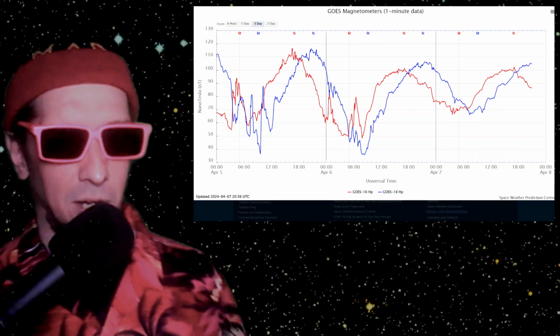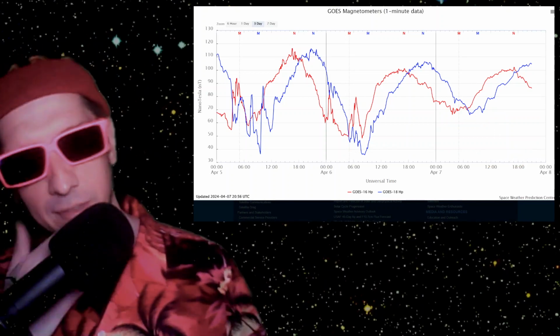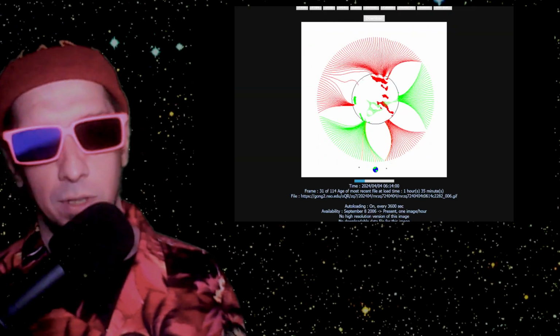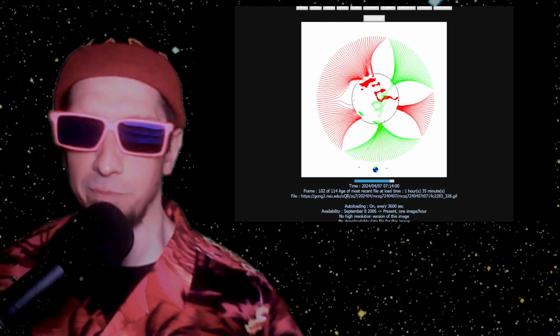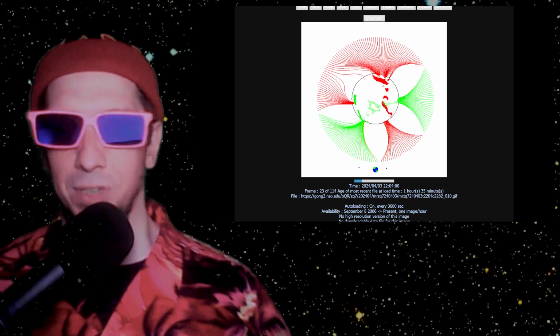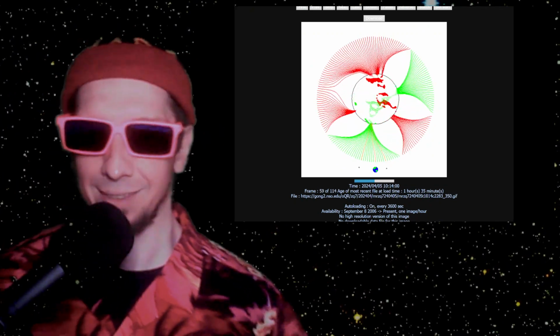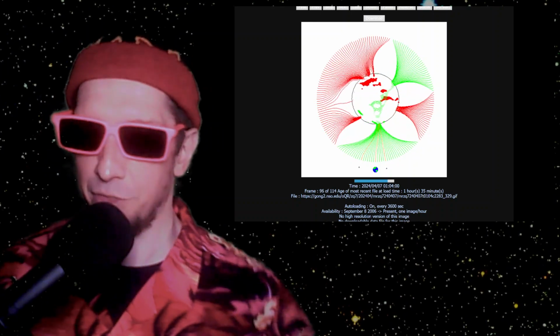Not remarkable at all. Here's our GOES magnetometer data, and also not remarkable. Here is our magnetic sector data, the heliosphere in terms of magnetism. Earth is moving toward the edge of a North Pole-oriented magnetic sector. That should arrive in about 36 hours.